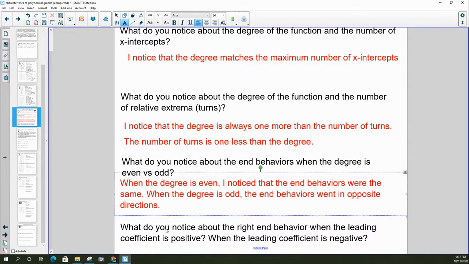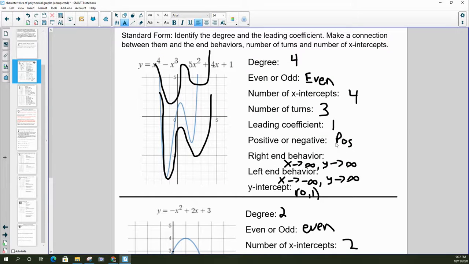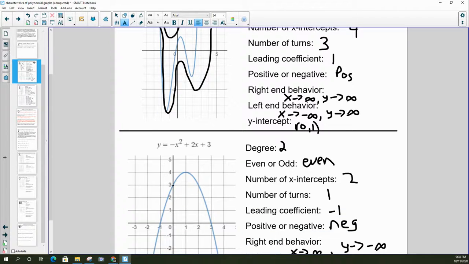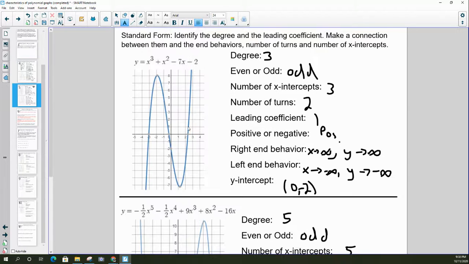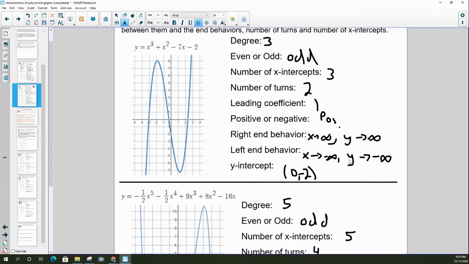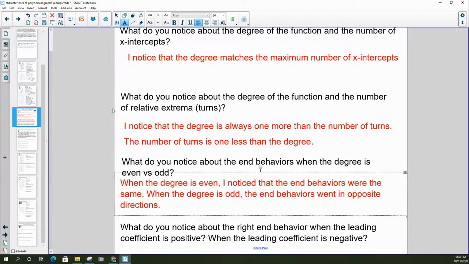Okay, and then the last question here, what do you notice about the right end behavior when the leading coefficient is positive? What do you notice when it is negative? Here it's positive, the right end behavior was positive. Here it was negative, and the right end behavior was negative infinity. Even on the odds, when the leading coefficient was positive, the right end behavior was positive. And when the leading coefficient was negative, the right end behavior was negative. So the connection here is the sign of the leading coefficient is very important.